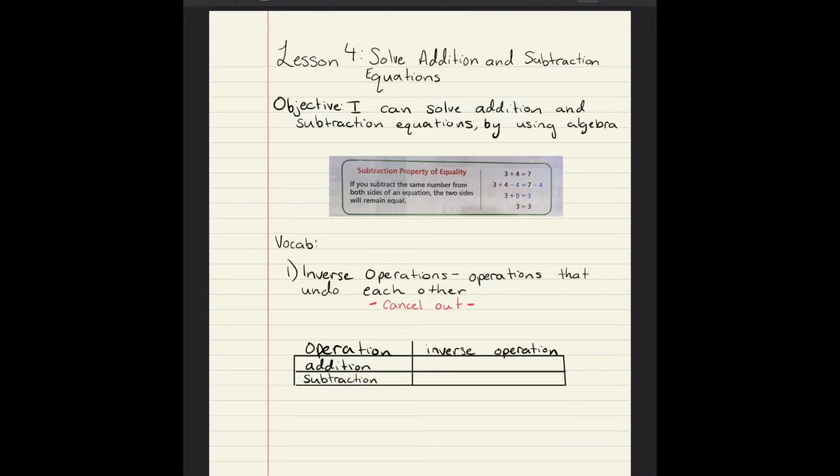Hello class, welcome to lesson 4. This is solve addition and subtraction equations. So your objective is: I can solve addition and subtraction equations by using algebra.